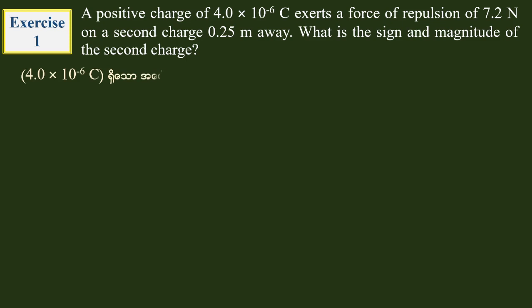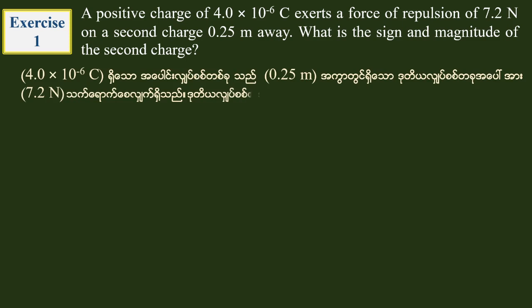Now, 4.0 into 10 to the power minus 6 coulomb, over 0.25 meter square, acts on the second charge with a force of 7.2 newton. The second charge, positive or negative, we need to find.